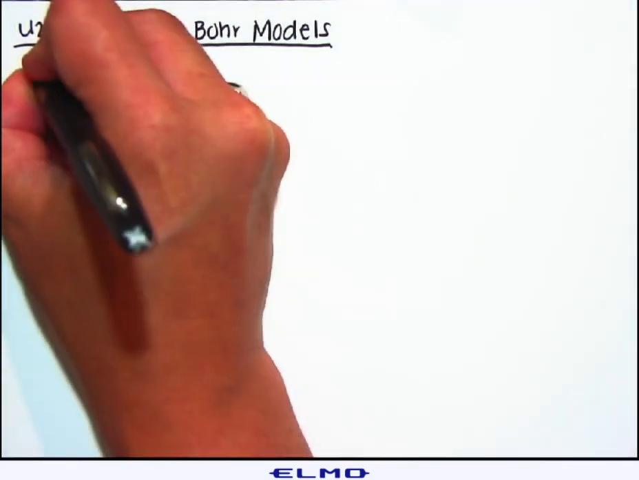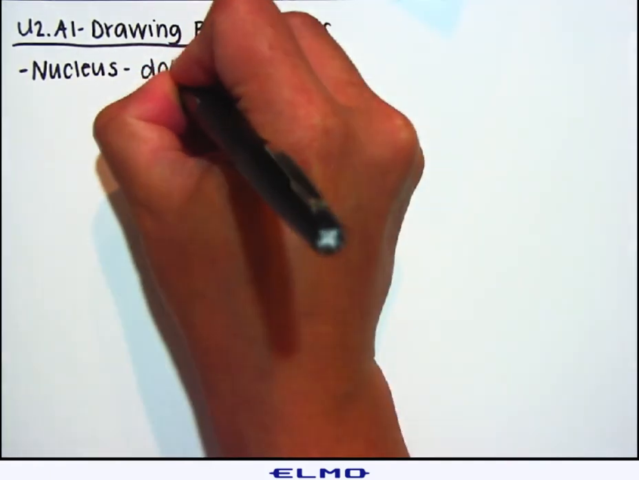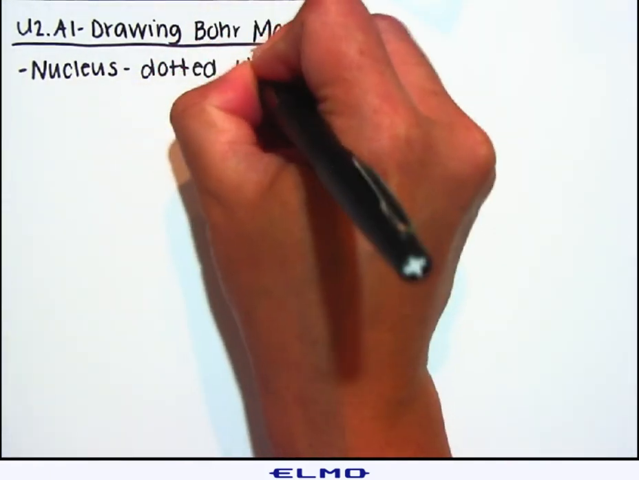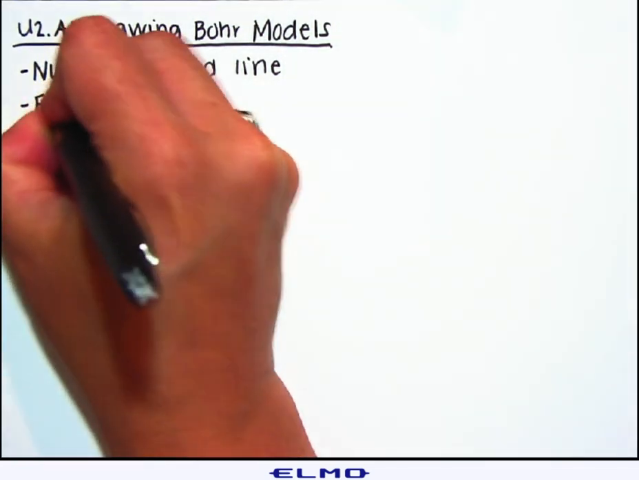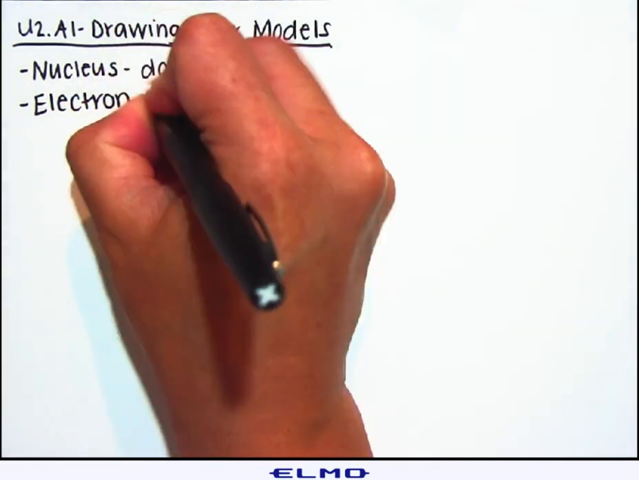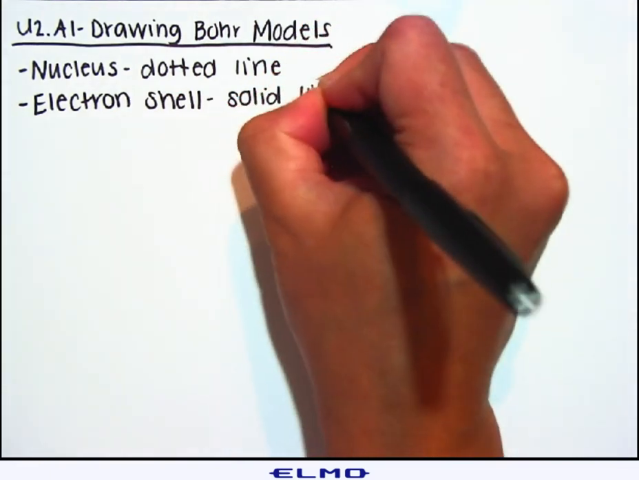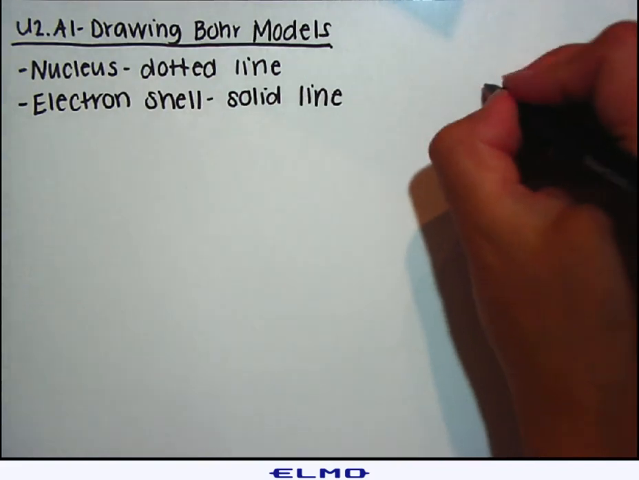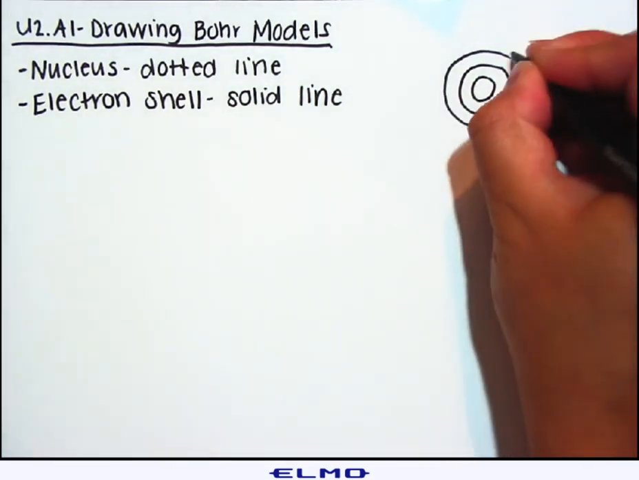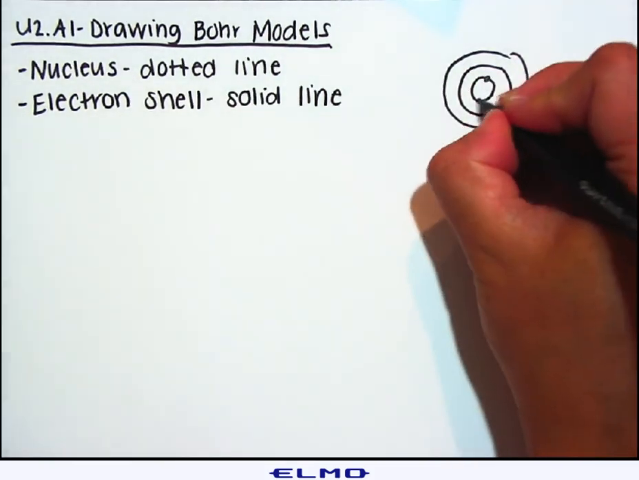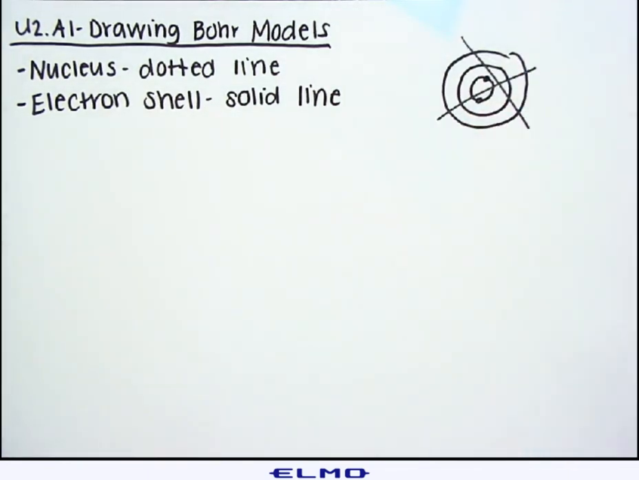First, when you draw a Bohr model, I want you to represent the nucleus with a dotted line. For this class, anytime you're drawing a Bohr model, I want you to use a dotted line for the nucleus, and I want you to use a solid line for the electron shell. This is just a personal preference, because sometimes when students use a solid line for the nucleus, they'll also put electrons on that first ring, which is not correct.